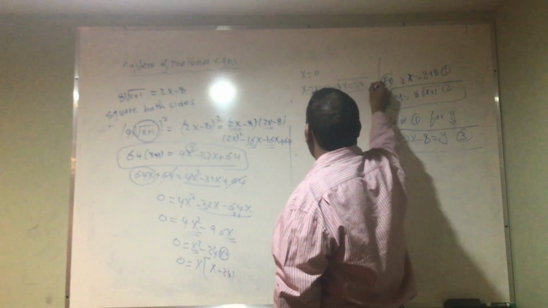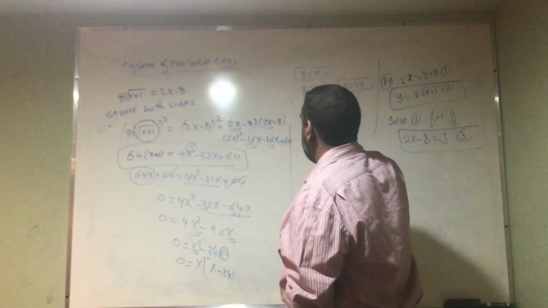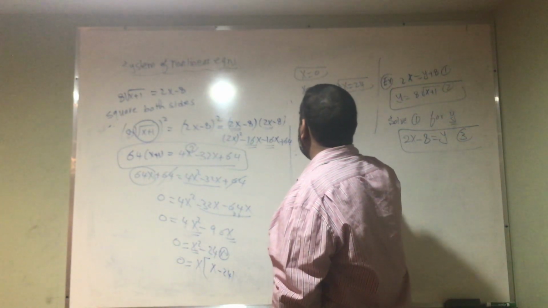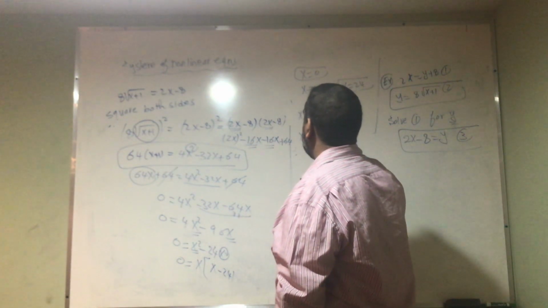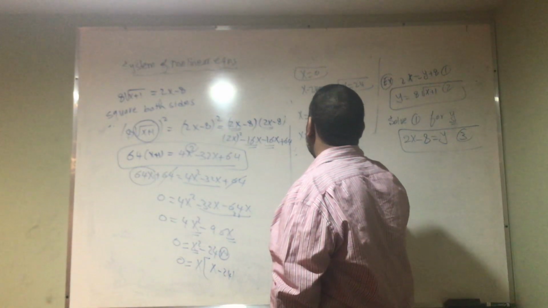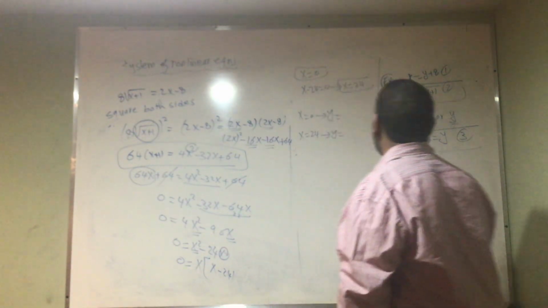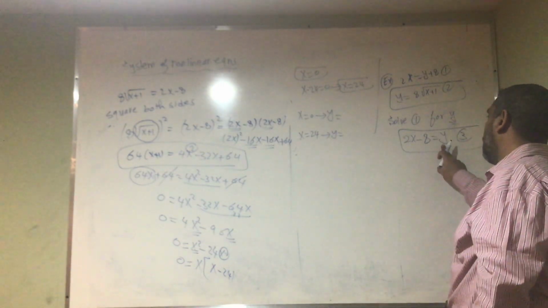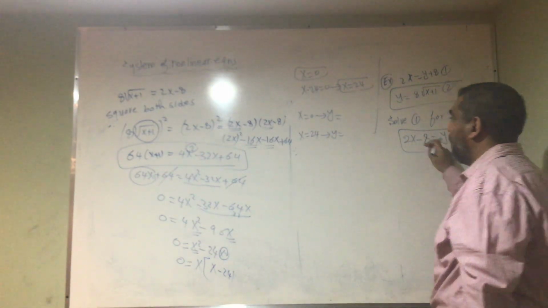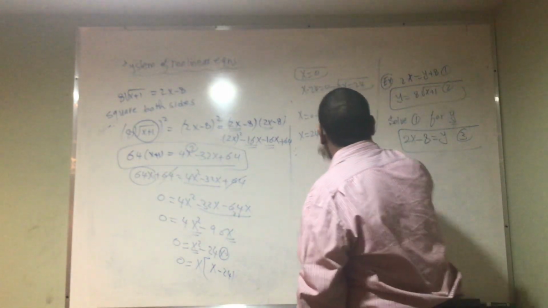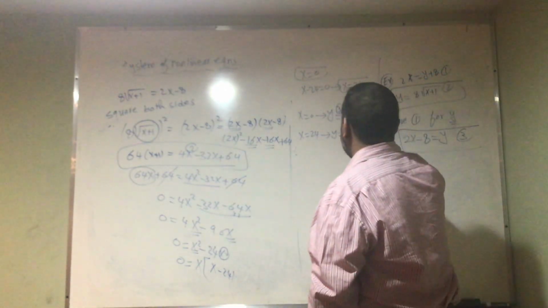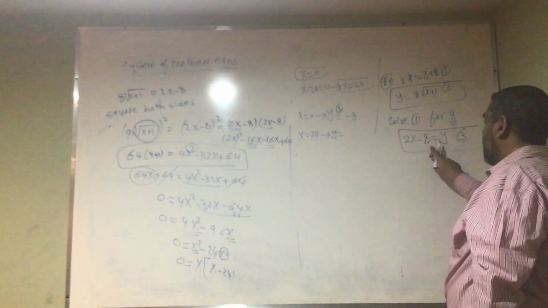So how many values do you have here for x? Two values: x equals 0 and x equals 24. So when x equals 0, what is your y? When x equals 24, what is your y? Right? So how to get y? You can put that in equation 1 or put that in equation 3. If I put that in equation 3 here, it will be easy. If I replace x by 0, what is your y? Minus 8. Right? Minus 8.